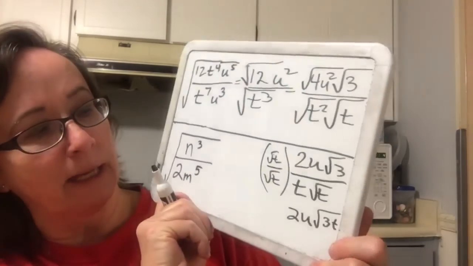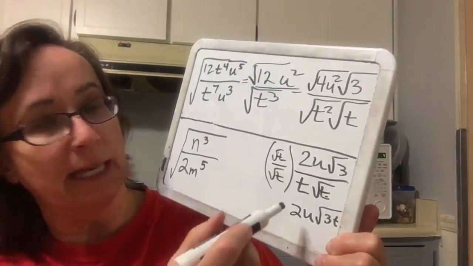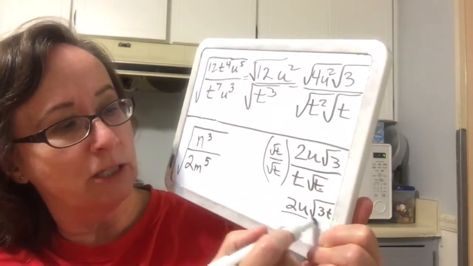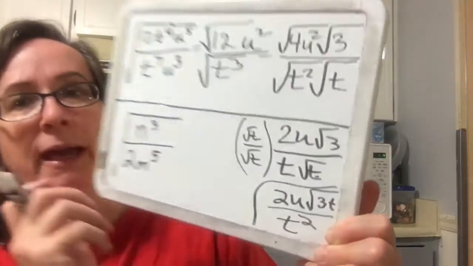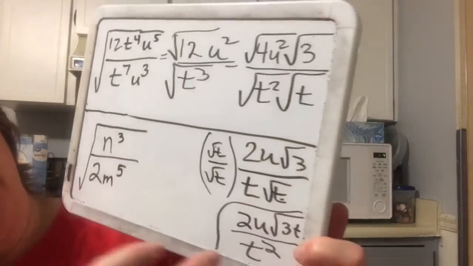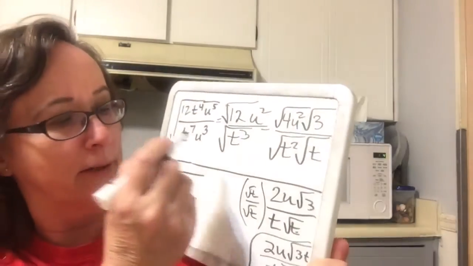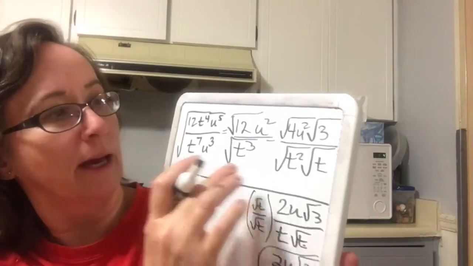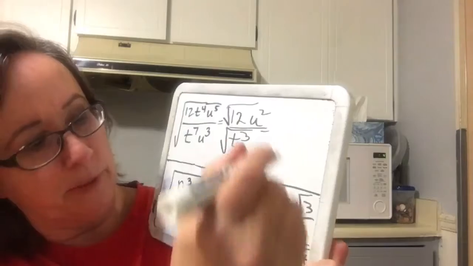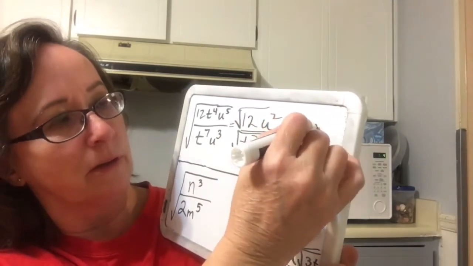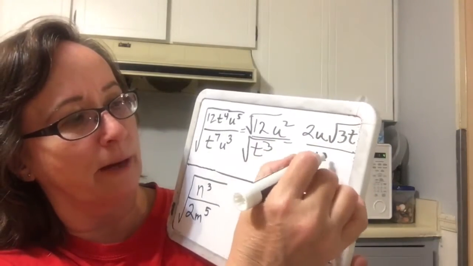And in the denominator, we have the square root of t and the square root of t multiplied to give me a t times a t, which is a t squared. Okay, so that's the end of that problem. So we will just put that answer right up here. Okay, I'm just going to put it right here. And put 2u square root of 3t all over t squared.